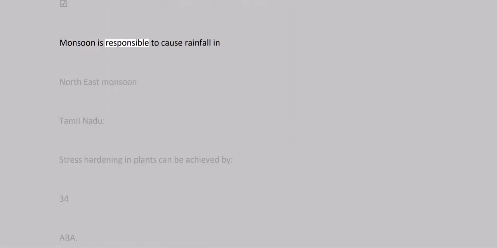Element available in both anion and cation is nitrogen. IARI, Ph.D. 2011. Dormancy breaking hormone is gibberellic acid. Ringworm disease is caused by fungus. Northeast monsoon is responsible to cause rainfall in Tamil Nadu. Stress hardening in plants can be achieved by ABA.